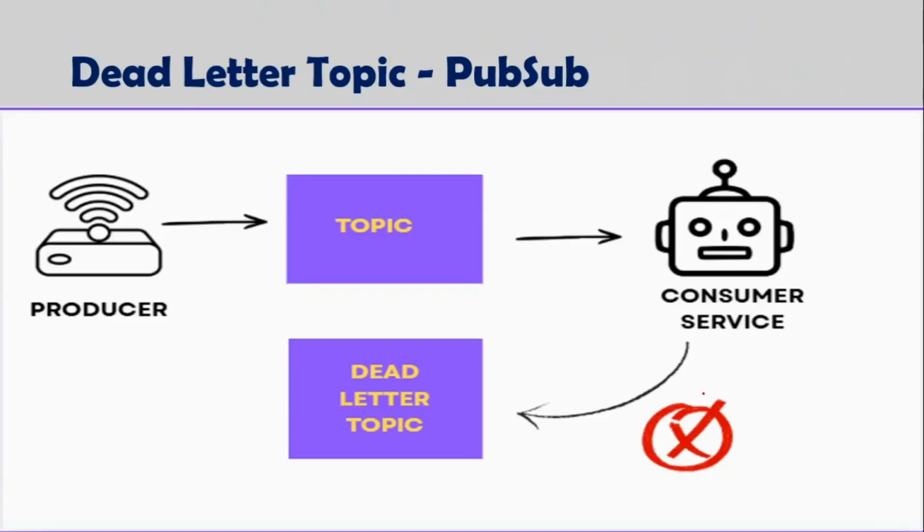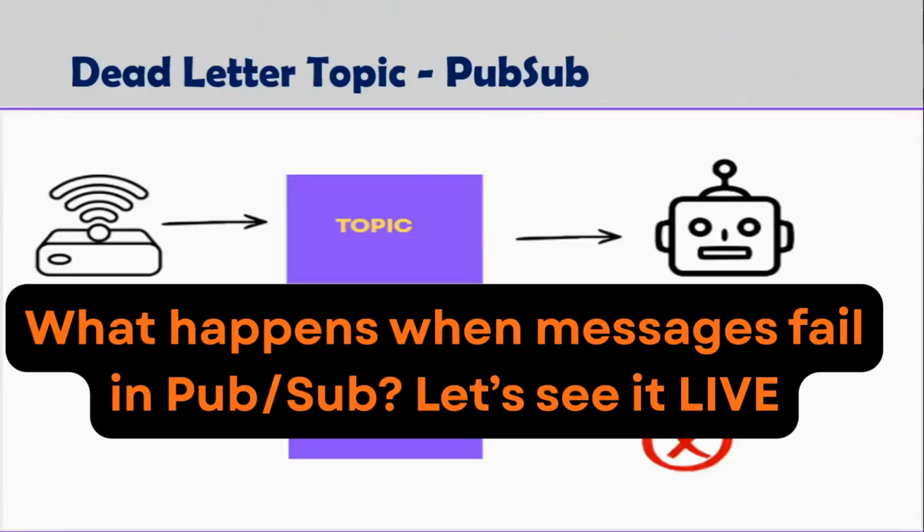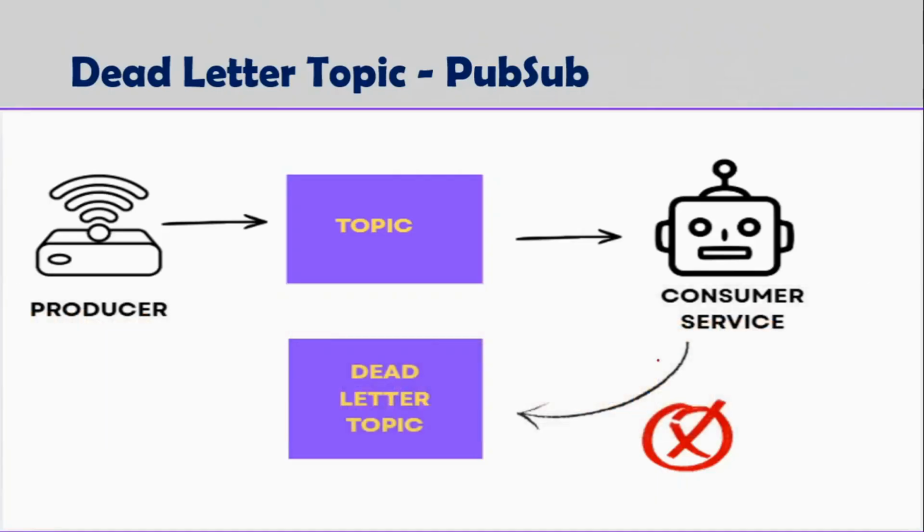Hello guys, welcome back. Have you ever wondered what happens to the messages that keep failing inside the Pub/Sub pipeline? Because most people assume the failed messages either keep retrying forever or they just disappear. But that's not how a production system works, because in Google Cloud Pub/Sub there is a safety mechanism, and that mechanism is known as the dead letter topic.